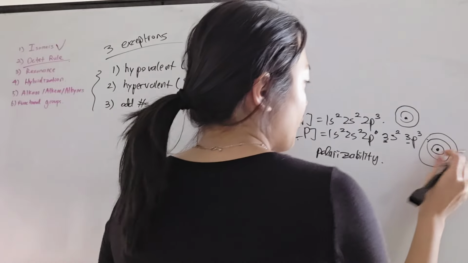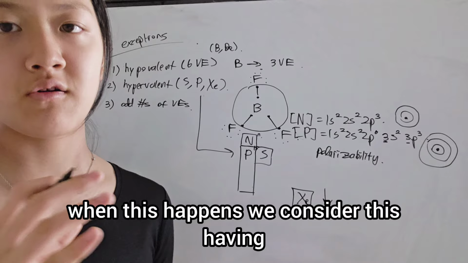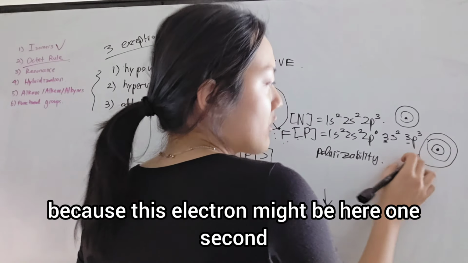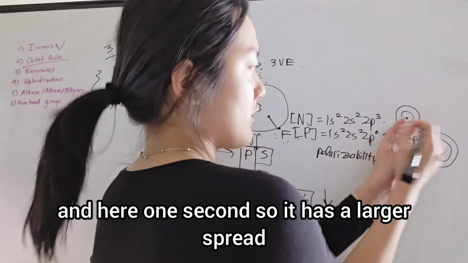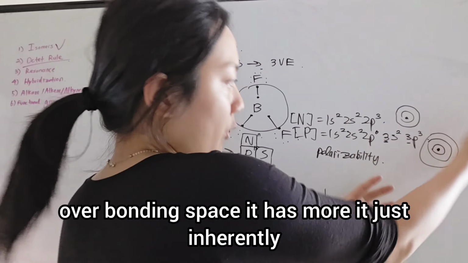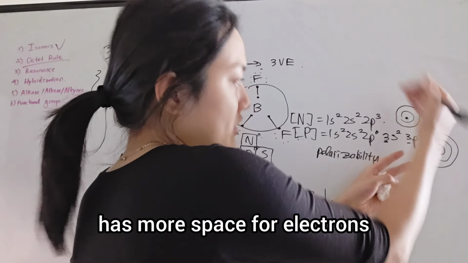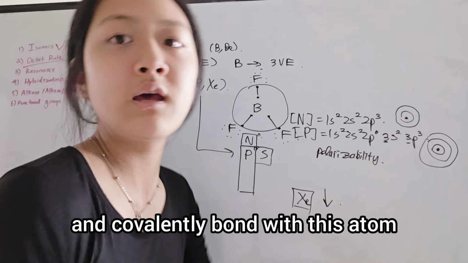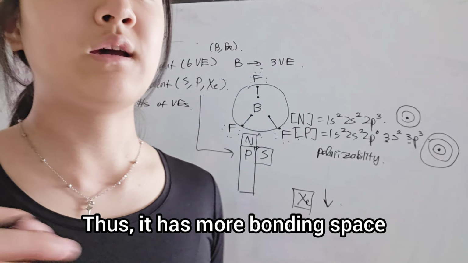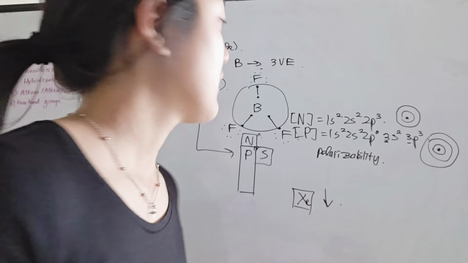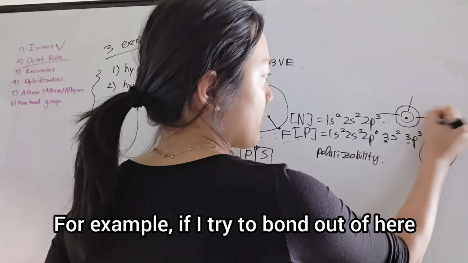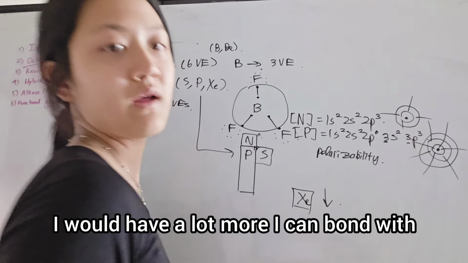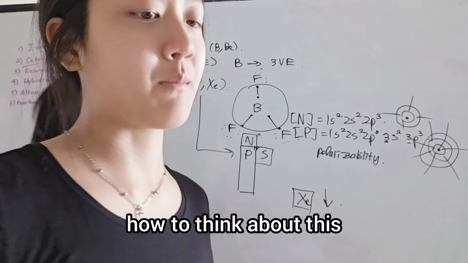And when this happens, we consider this having more ability to bond, because this electron might be here 1 second and here 1 second, so it has a larger spread over bonding space. It just inherently has more space for atoms to connect and covalently bond with this atom. Thus, it has more bonding space. For example, if I try to bond out of here, as opposed to here, I would have a lot more I can bond with. And that's inherently how to think about this.